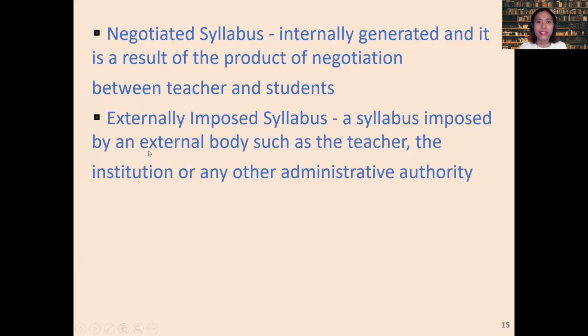So next, let's take a look at what a negotiated syllabus is and the externally imposed syllabus. When we say negotiated syllabus, from the word negotiated, it means there is an internal agreement, or it is produced with the participation of the teacher and the student. So the students are being consulted, and they are also heard, like their interests and what they really like doing.